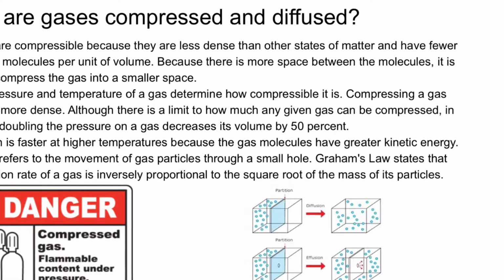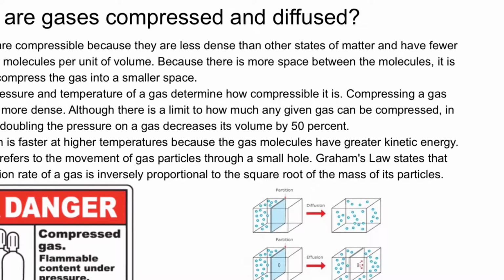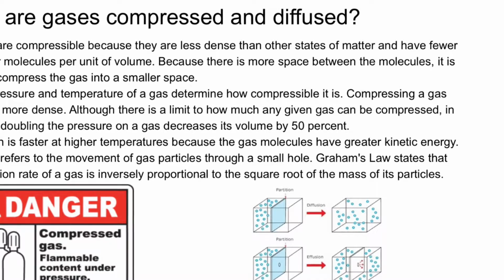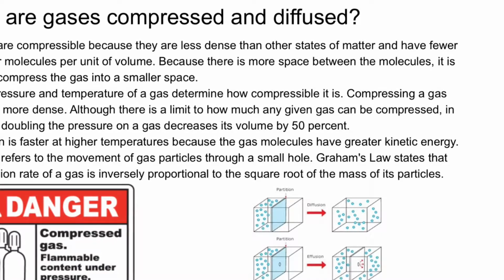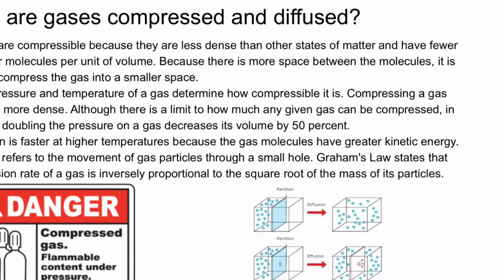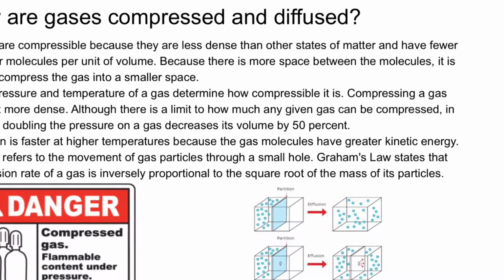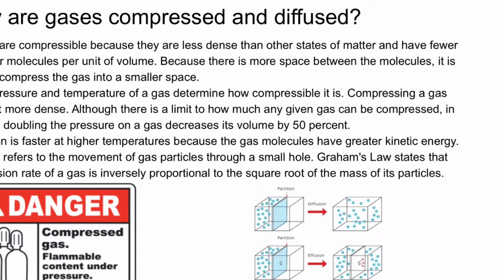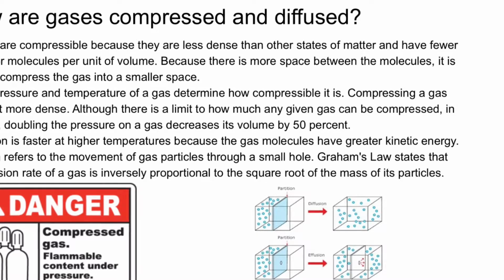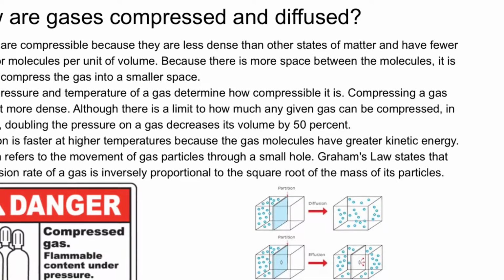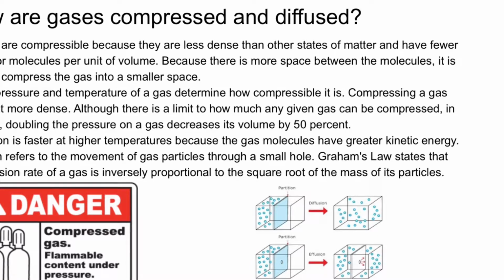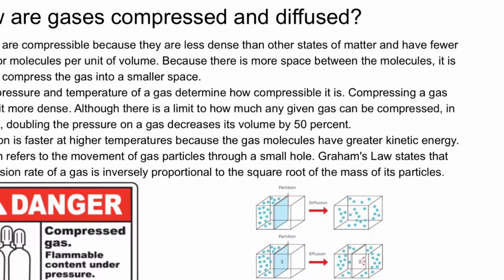How are gases compressed and diffused? Gases are compressible because they are less dense than other states of matter and have fewer atoms or molecules per unit of volume. Because there is more space between the molecules, it is easy to compress the gas into a smaller space. Initial pressure and temperature of a gas determine how compressible it is. Compressing a gas makes it more dense.